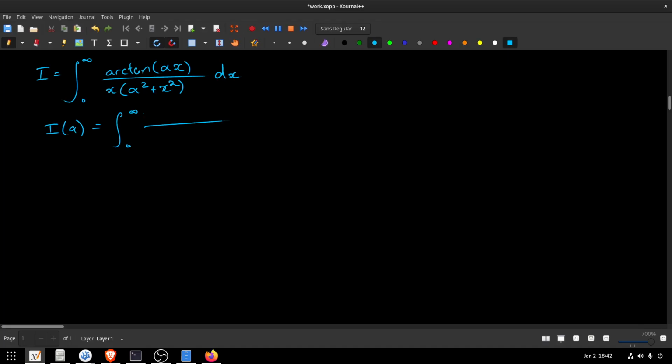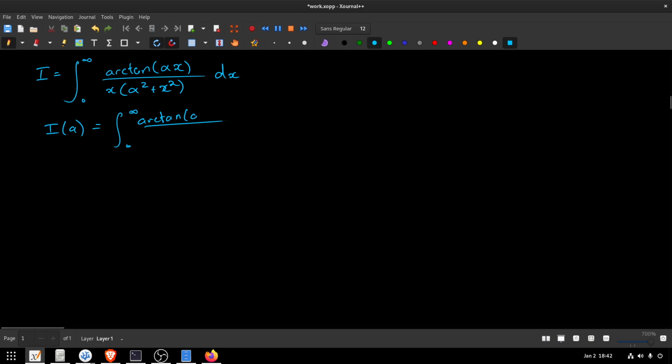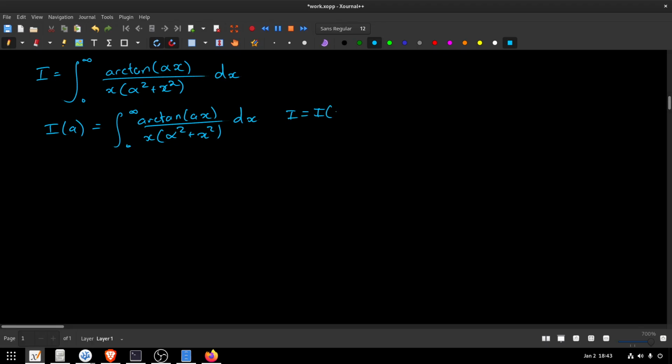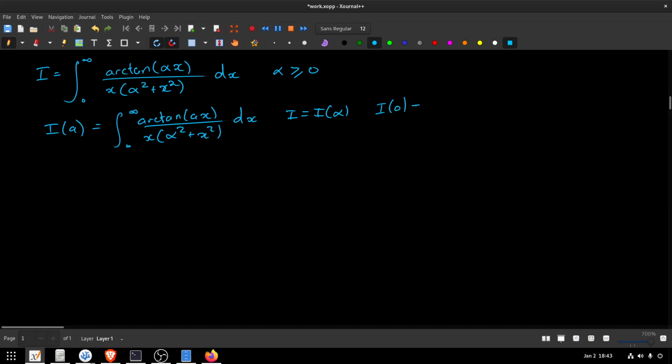is going to be the integral from 0 to infinity of the arctangent of a times x over x times alpha squared plus x squared dx. And then in this case, our target integral is just going to be I evaluated at alpha. Oh yeah, the other thing here is that alpha is greater than or equal to 0. And pretty conveniently, this also means that I of 0 is going to be equal to 0 because this will just be a 0 in the numerator here, which will make this whole fraction collapse.